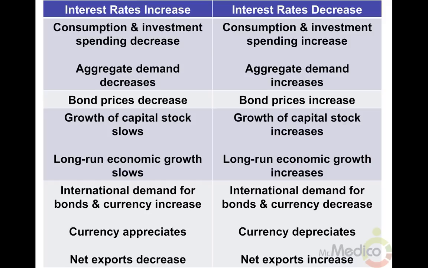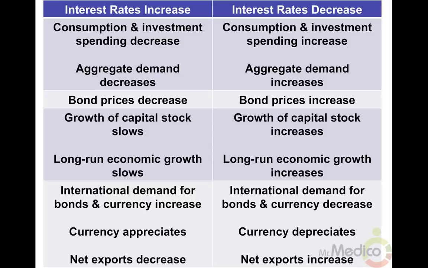When interest rates are high, that's bad for long-term growth. The capital stock formation slows down, slows growth of capital stock. That could be bad for the production possibility frontier. That could be bad for long-run aggregate supply.